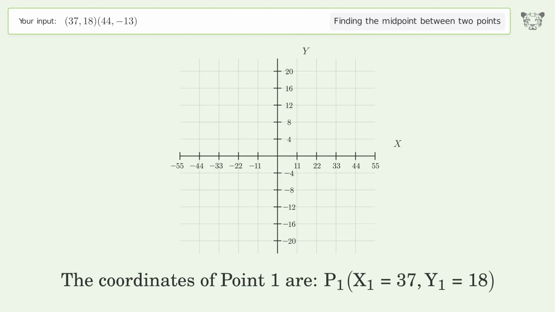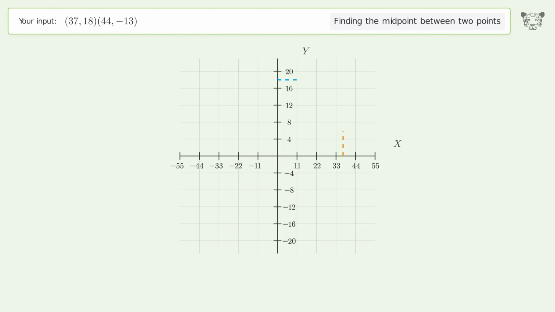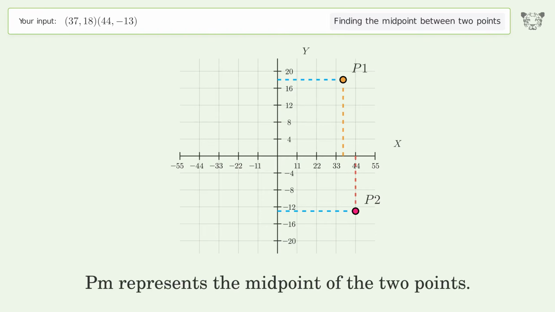The coordinates of point 1 are x1 equals 37, y1 equals 18. The coordinates of point 2 are x2 equals 44, y2 equals negative 13. PM represents the midpoint of the 2 points.